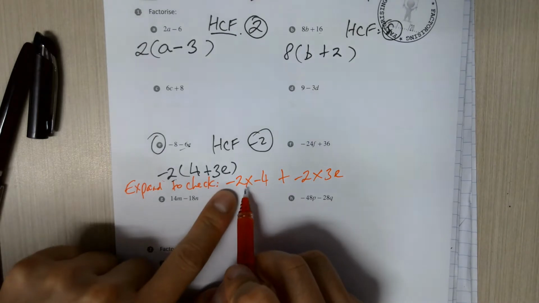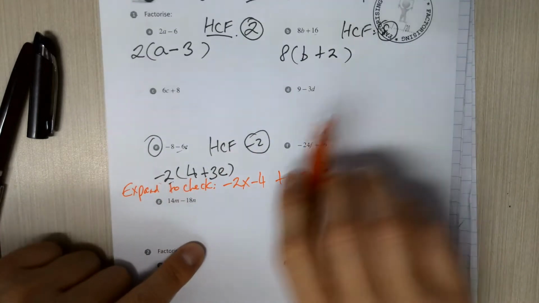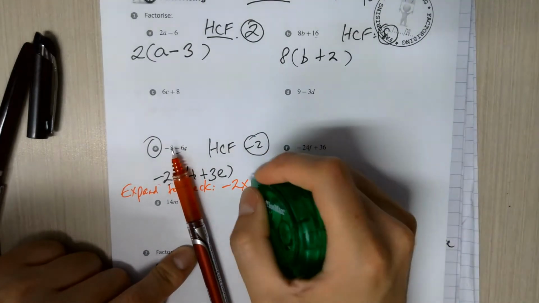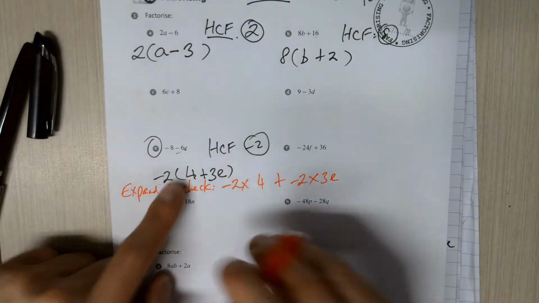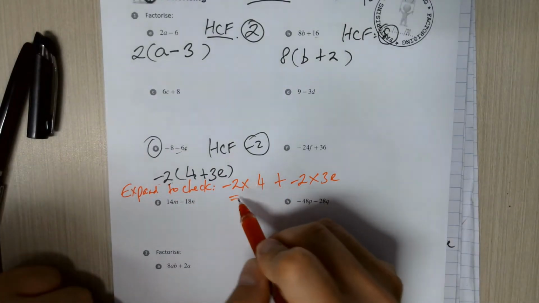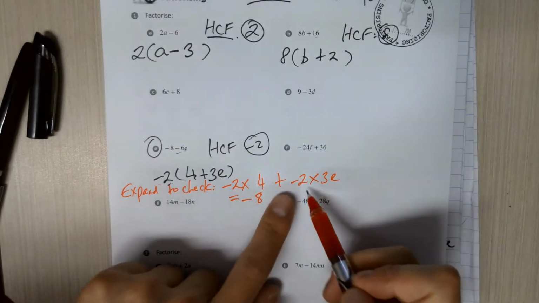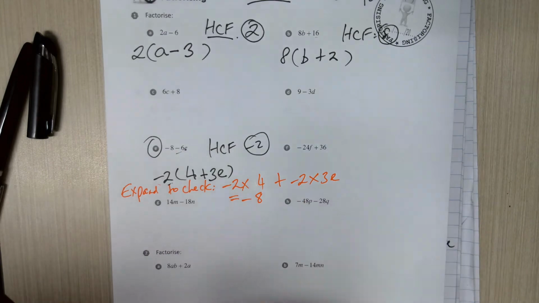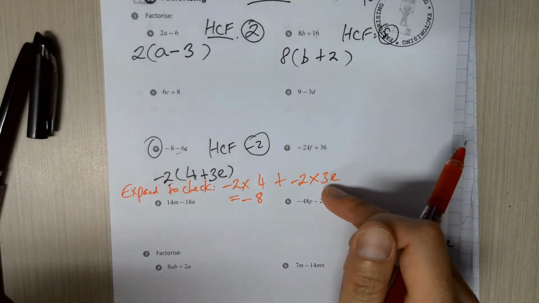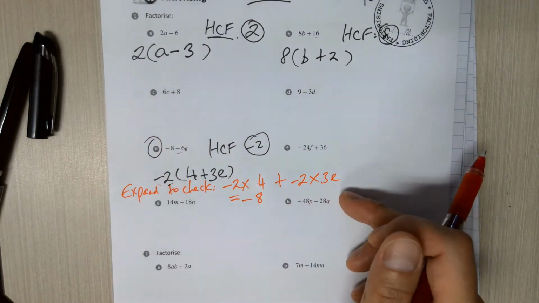Okay, sorry, that's a +4. -2 times 4. I wrote that one wrong. Sorry about that. The first term is 4, so that shouldn't be negative. So -2 times 4 is going to give me -8, right? -2 times 3e. I've got negative times a positive, which means the answer is going to end up negative, right? Negative times a positive will get a negative.